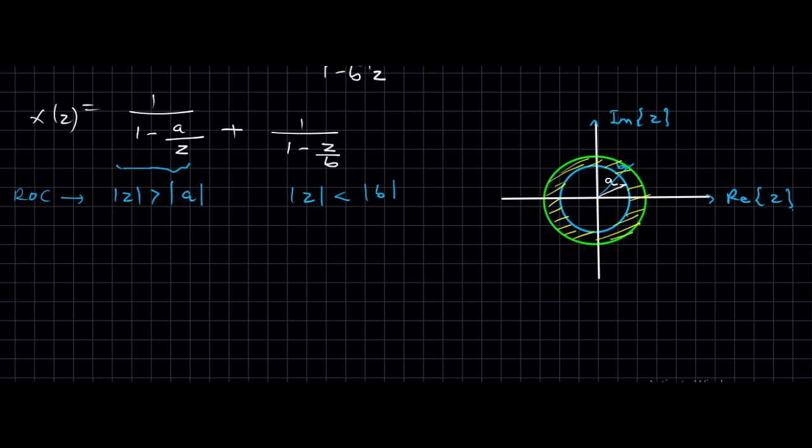So we have to define the region of convergence. The values of mod of z should be less than the magnitude of b and should be greater than the magnitude of a. So this is the region of convergence. I hope you understood.